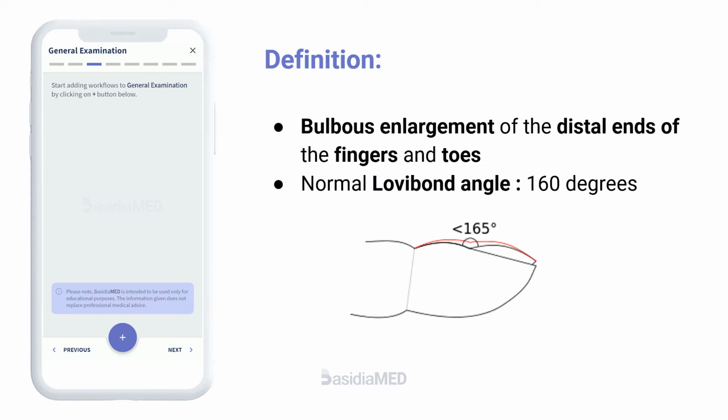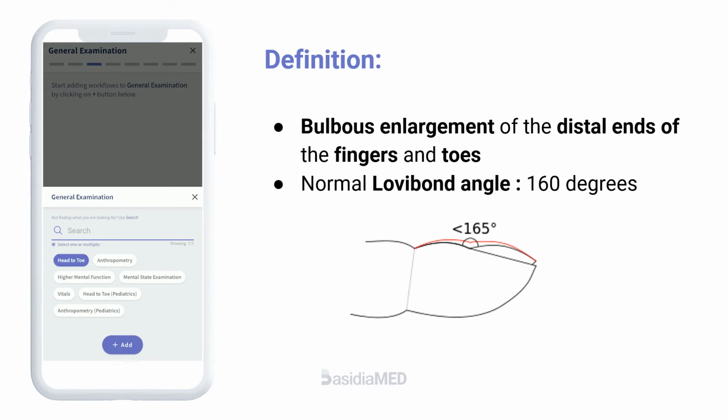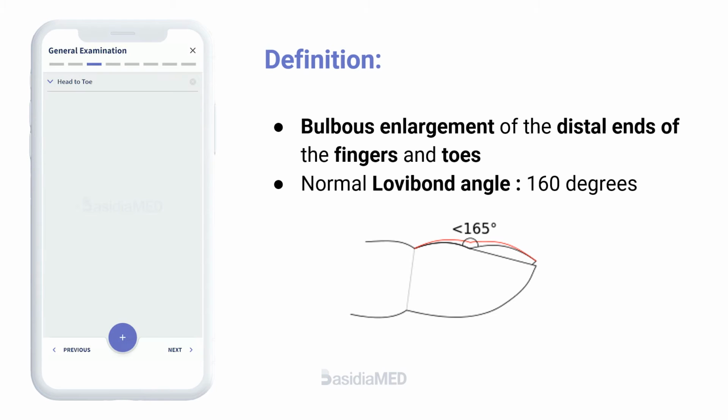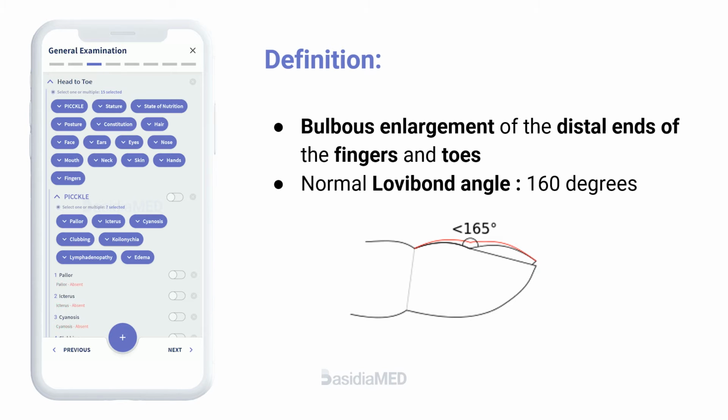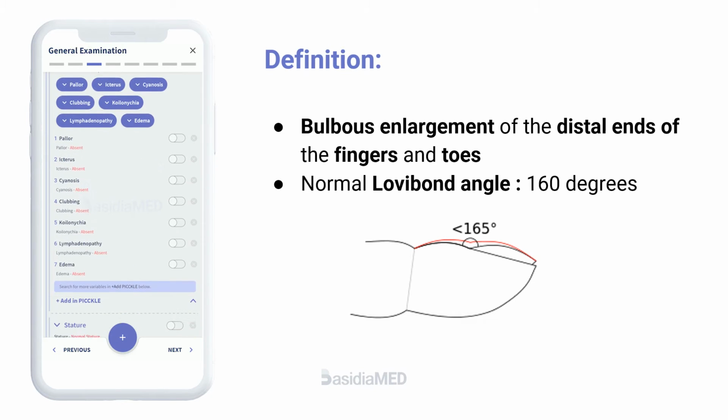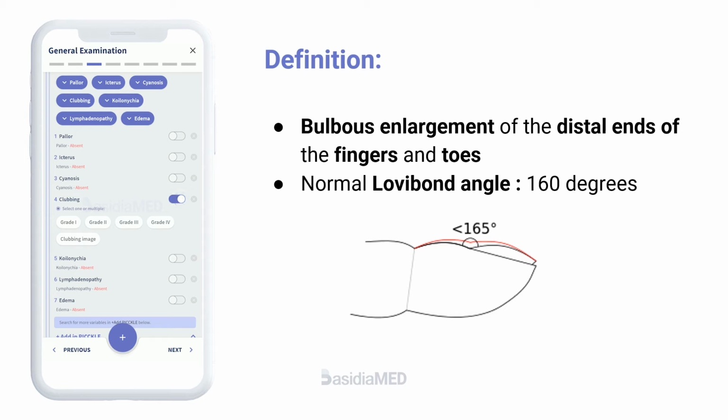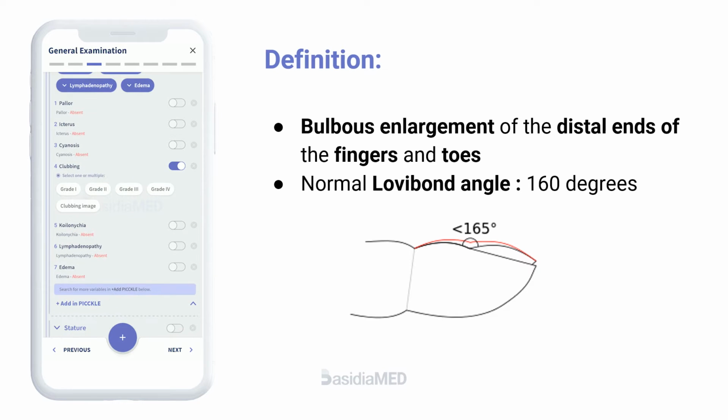Clubbing. The term clubbing refers to a physical sign involving the bulbous enlargement of the distal ends of the fingers and toes. The normal angle between nail and nail bed is 160 degrees and is called the Lovibond angle.